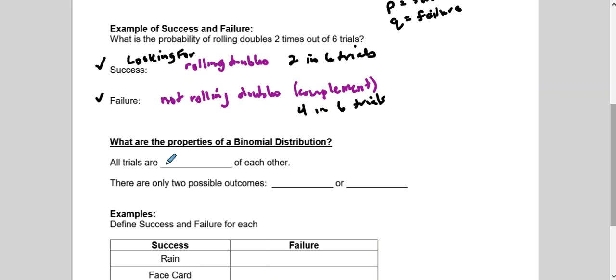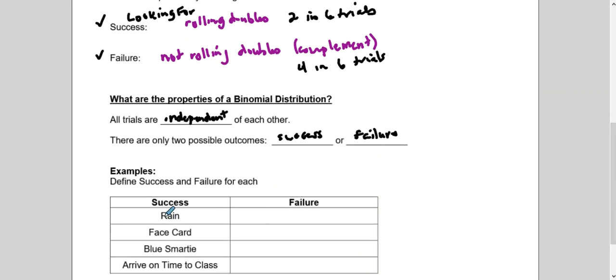So what are the probabilities? The trials are independent of each other. We just talked about that up at the top. And we're looking for success or failure. So it's either going to happen or it doesn't happen. There's no gray area in between. There's only one calculation. If I'm defining success, and success is rain, then failure is no rain.